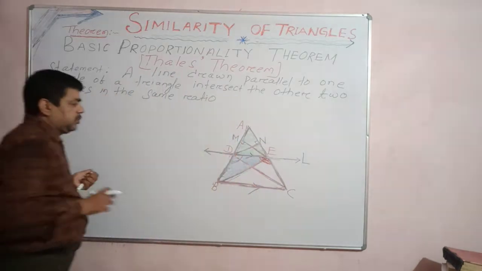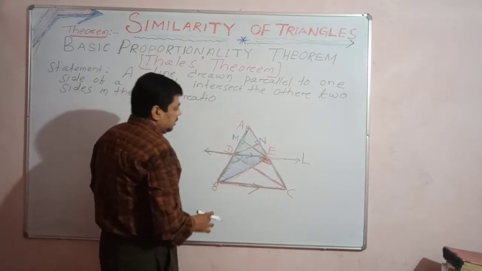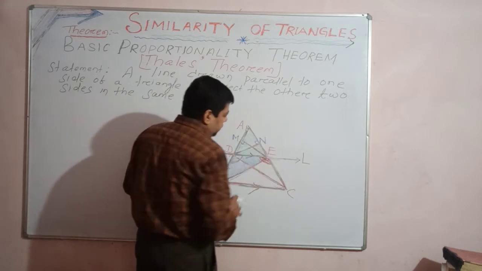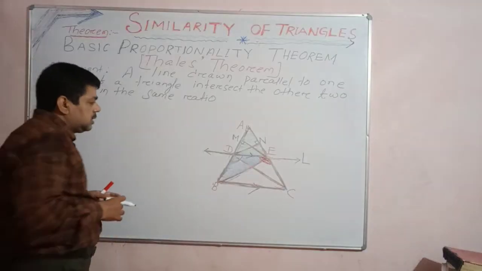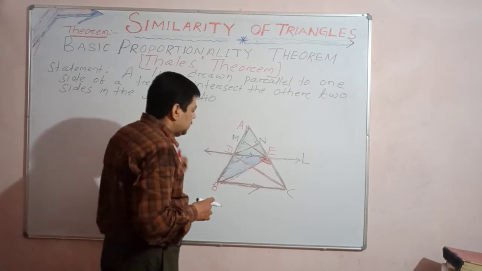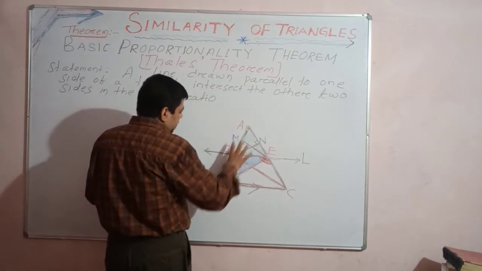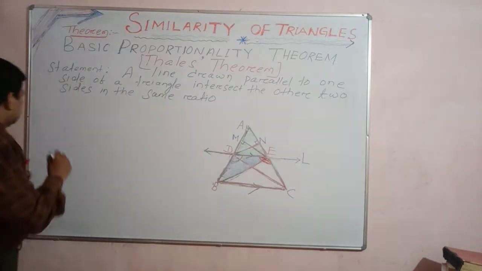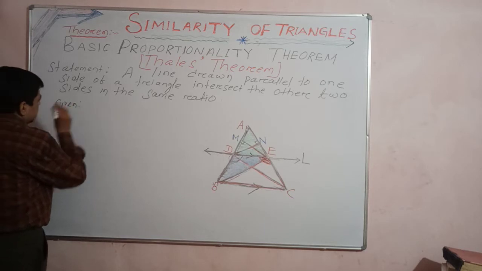We have to prove that these parts AD, BD and AE, CE are proportional to each other. It means the line L intersects AB and AC, the other two sides of the triangle, in the same ratio. It means we have to prove that AD divided by BD must be equal to AE divided by CE. Let's write what is given in the statement. So what is given?